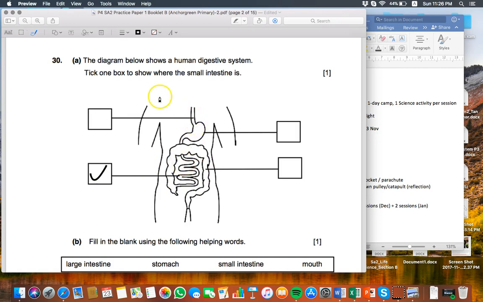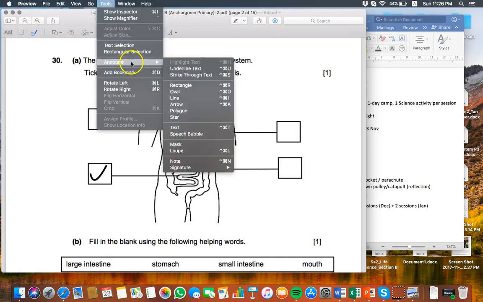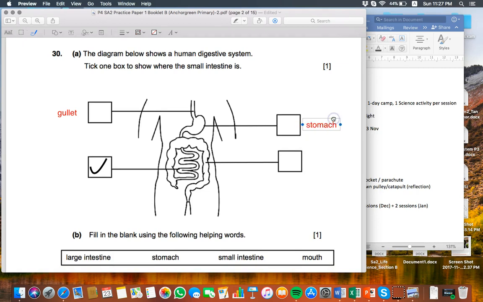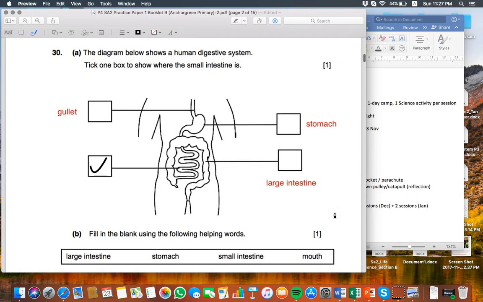What is this part here? This part would be the gullet. Let me see. So I'll write here gullet. Whatever is in red, please copy it down. So this is your gullet. And this would be your stomach. And this would be your large intestine. I hope you remembered the function of each part in the digestive system.